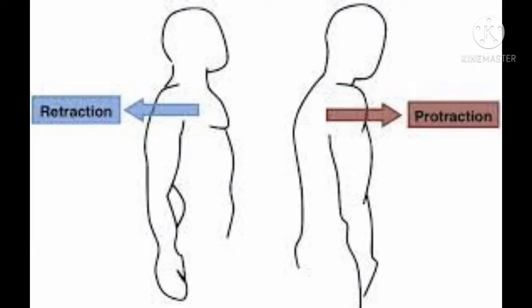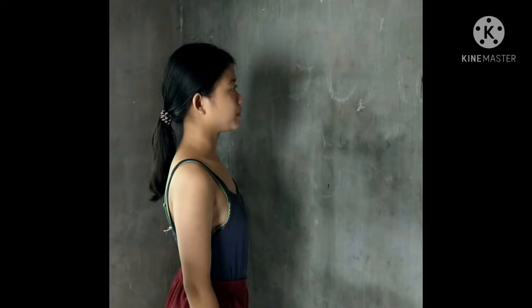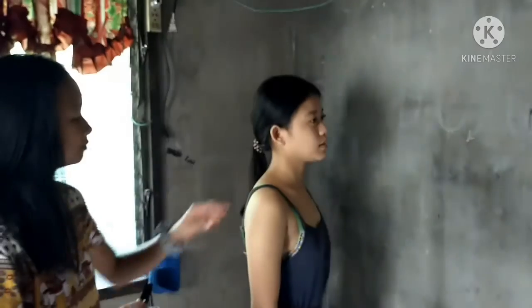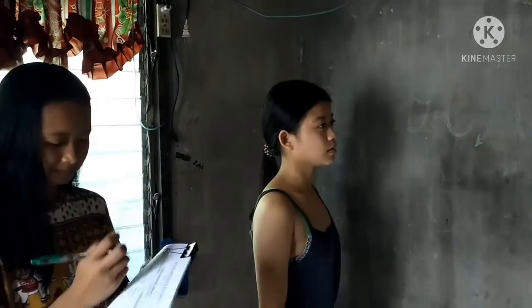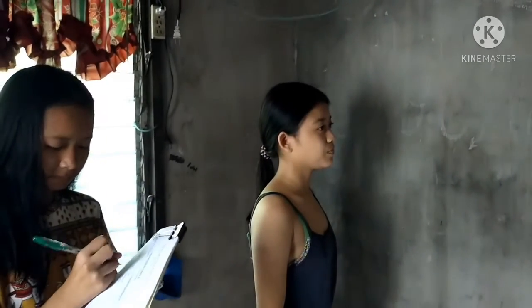As for the shoulders, there are only two classifications mentioned in the form, the protracted and the retracted. So as you can see, my shoulder moves toward the spine. So obviously, my shoulder is retracted. So I let my cousin put a check on the retracted boxes.